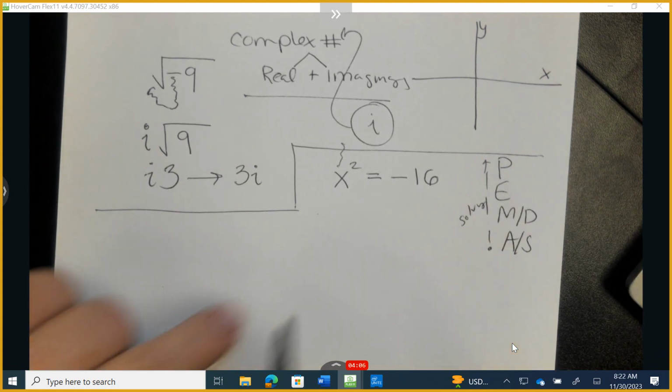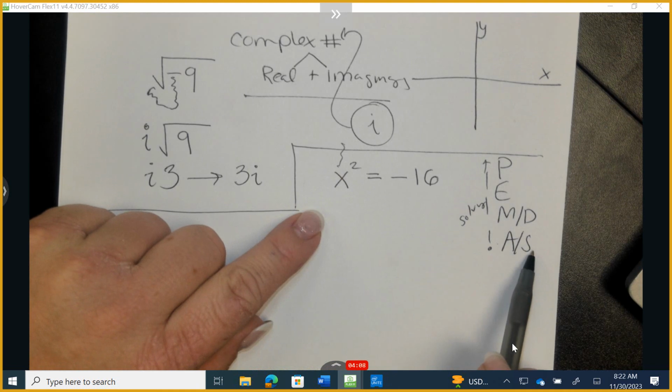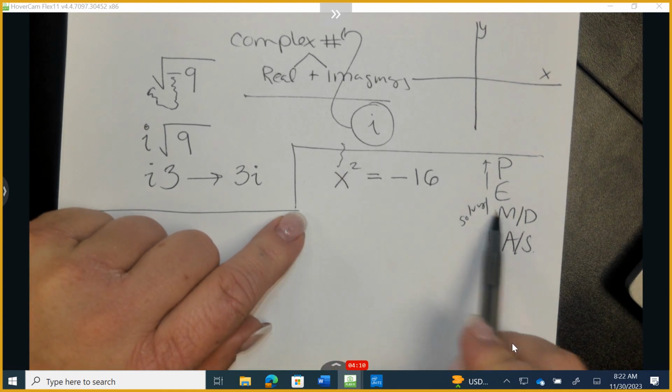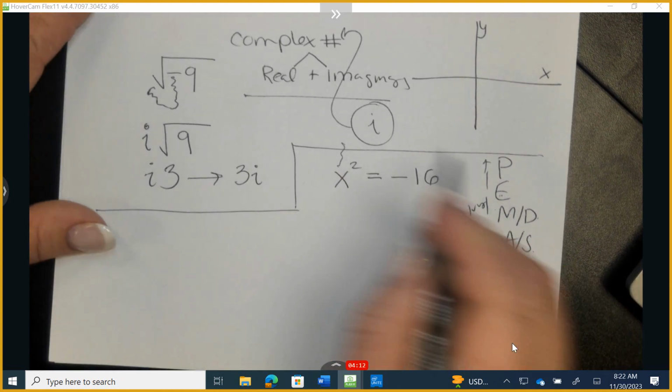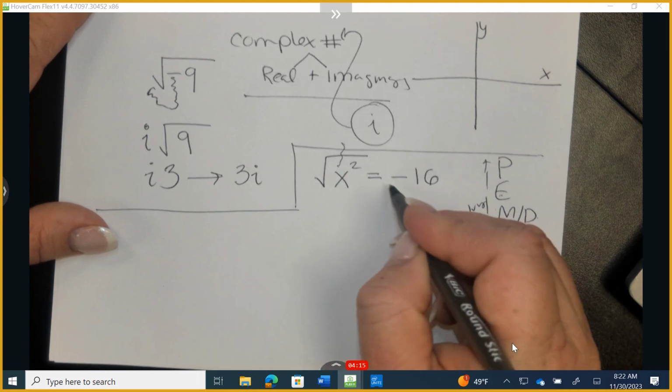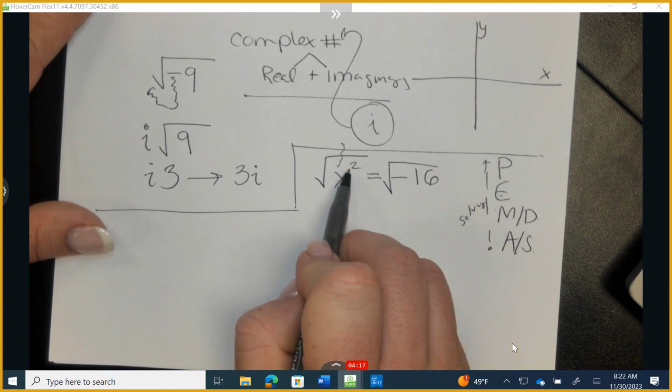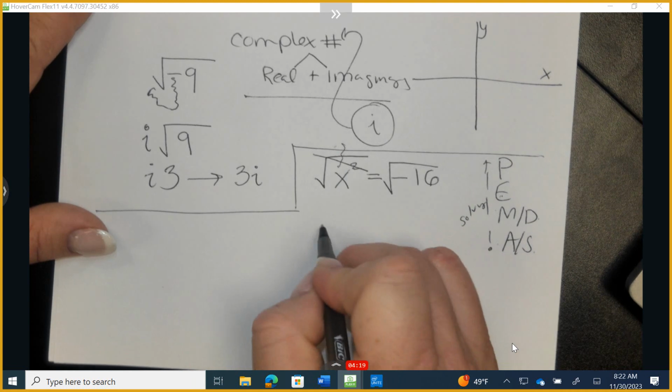Let me demonstrate. So on this side, there is no adding or subtracting I need to remove. There is no multiplying or dividing, but there's an exponent. To remove the exponent, I do the opposite operation. Opposite of squaring is square roots.